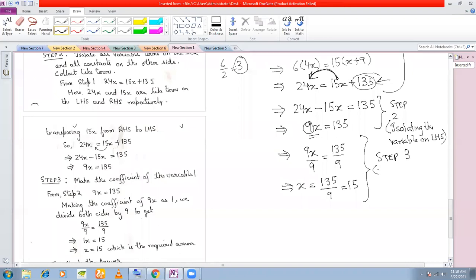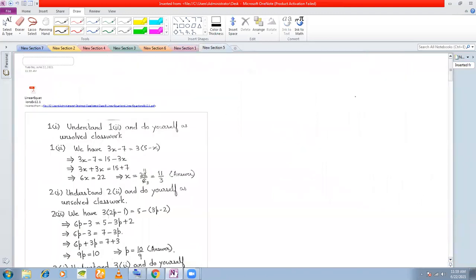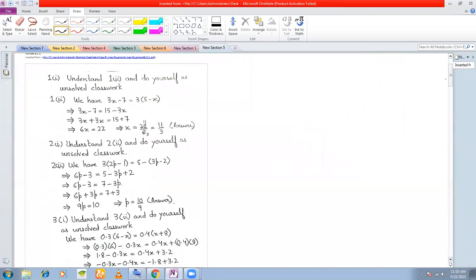Okay, that is making the coefficient of the variable as 1. We converted this 9x to simply an x by dividing both sides by 9. So these are the three steps in which we'll solve all the equations. I am sure you have done all this back in your class 7. So we'll see some more problems, and we will learn a few more tricks, how to identify which method to use, which linear equations.